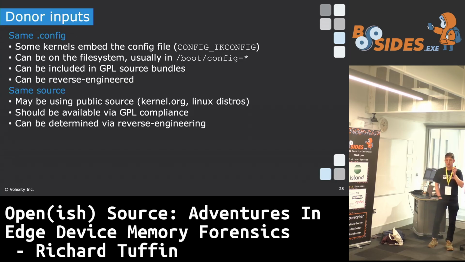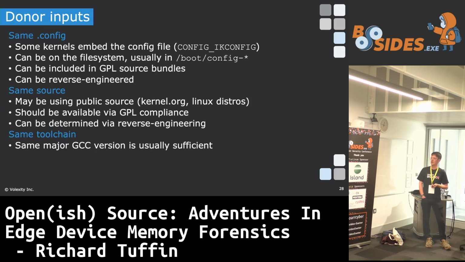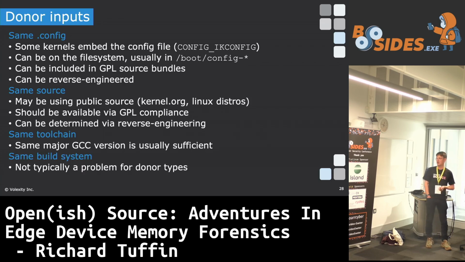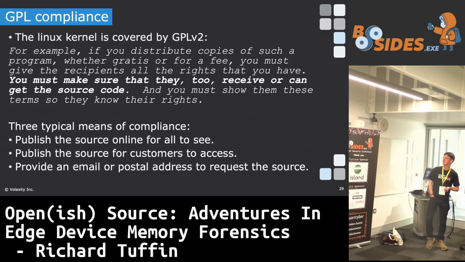You need the same source. If you're lucky, they're using some public source, something that the kernel developers have published on kernel.org or some other Linux distro. It ought to be available via GPL compliance. I'll talk more about that in a sec. And you can sometimes work out what changes the vendor's made via reverse engineering. For the same toolchain, usually the same GCC version is fine. And likewise, the build system, if all you want is some matching types, doesn't really matter.